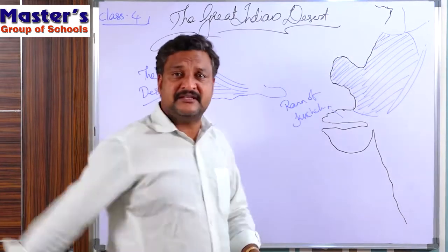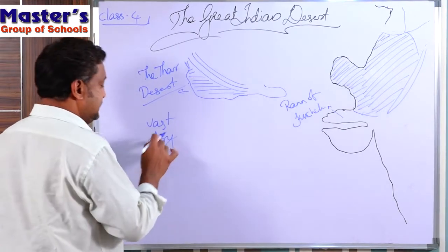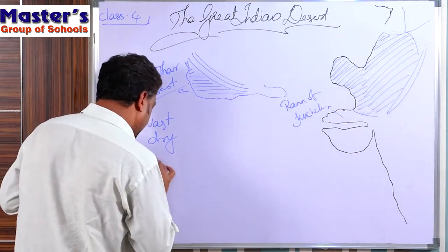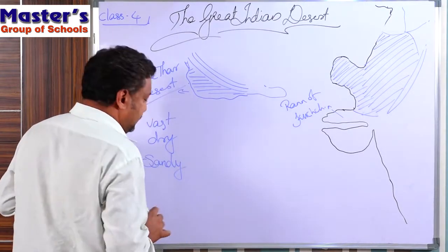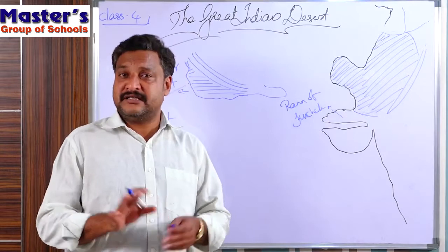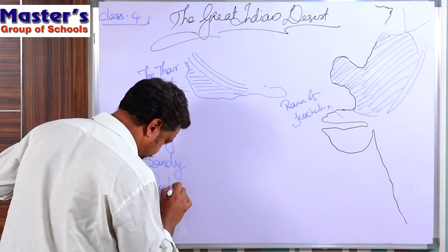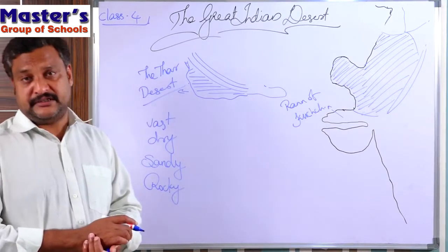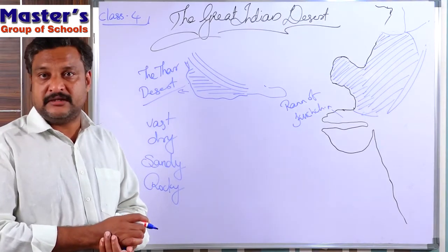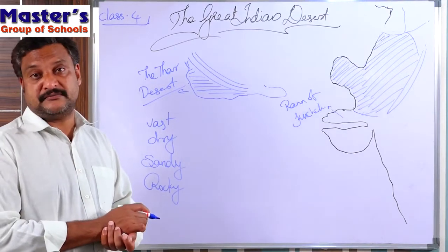It's a very long area, this Thar Desert. It is dry. It's a desert, so definitely it will be dry. Then sandy. Deserts will not have fertile soil, isn't it? The kind of soil that we have in the desert region is sandy soil and rocky also. Rocky means plenty of rocks are there, right? Most of the marbles that we buy nowadays for the construction of our houses come from the Rajasthan region.